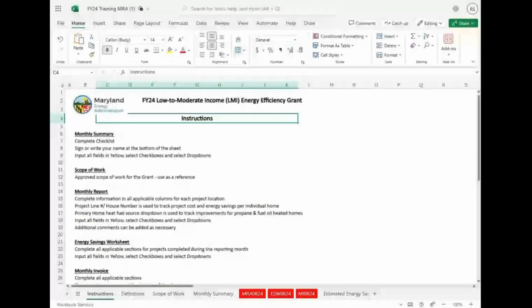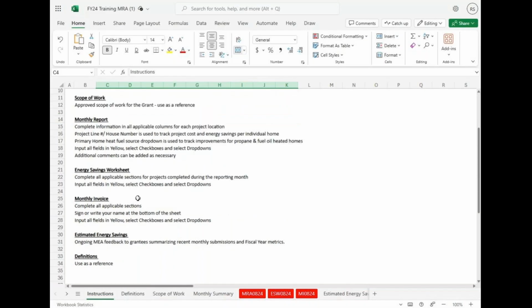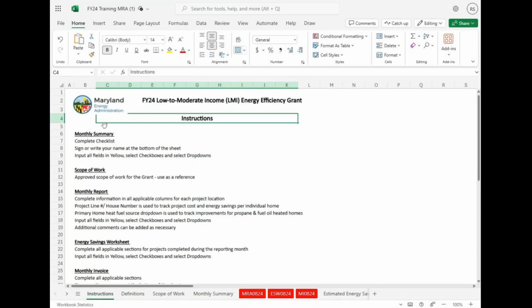Okay. So when you receive your MRA, you will have these tabs at the bottom of the file. We are going to go through one by one and show you what to fill out and what will help you complete this file. So we'll start with the instructions. Right here you can see this is exactly the steps you will take into completing the MRA efficiently. First, you'll start with the monthly summary. It will go through the work scope, the monthly report, the energy savings worksheet, the monthly invoice, and definitions. This is something you can look back at to help you complete it.